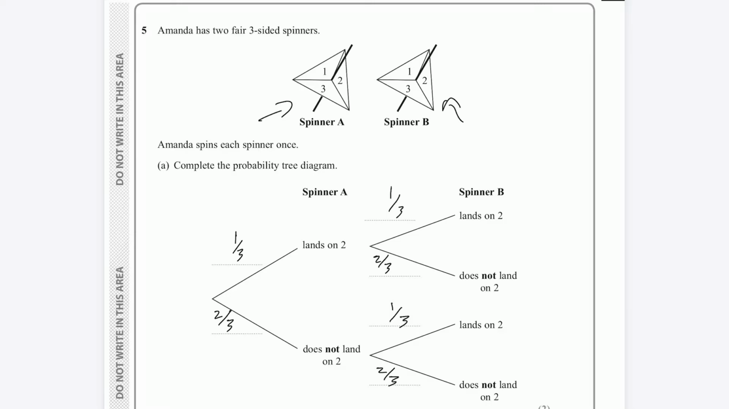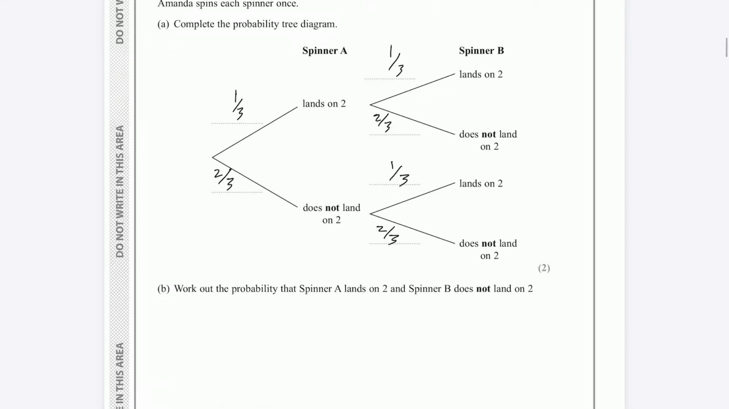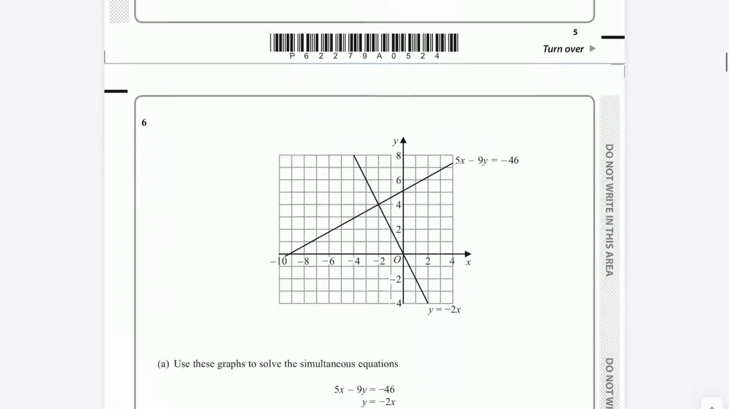So the next part of the question asks us, work out the probability that spinner A lands on 2. So that's going to be this one there. And spinner B does not land on 2, so that's going to be that one there. So that is going to be 1/3 times 2/3, which is 2/9. That was nice and easy. Moving on to the next question.